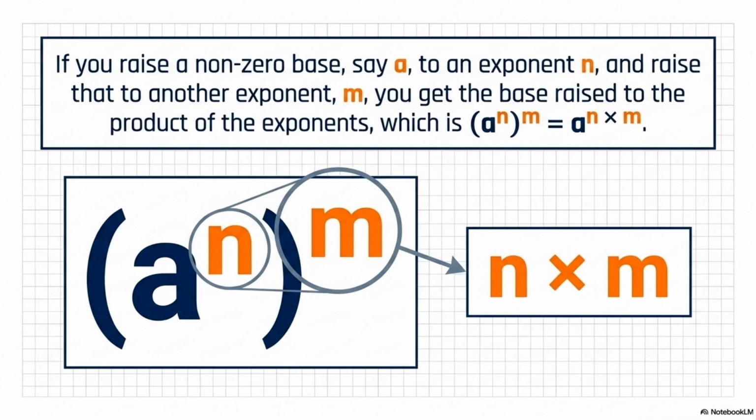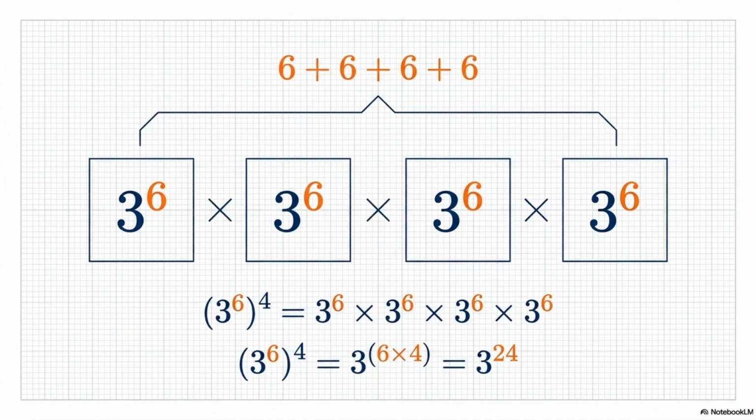Exactly. When identical bases multiply, what do you do with the exponents? I add them. 6 plus 6 plus 6 plus 6, that gives me 24. And what is the mathematical shortcut for adding the number 6 4 times? Oh, you just multiply 6 times 4. That is the power rule. When you raise an exponent to another exponent, you simply multiply the 2 exponents together. You don't have to write out the 4 clusters of 6. You just multiply 6 by 4. Exactly. And your 3 to the 6th raised to the 4th smoothly becomes 3 to the 24th.